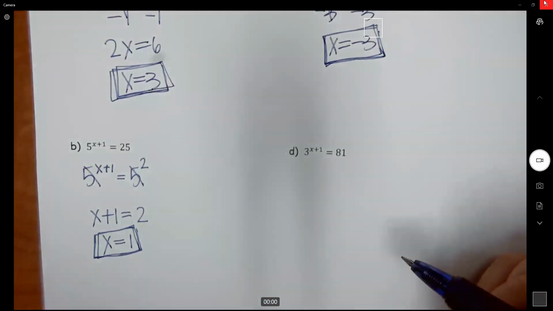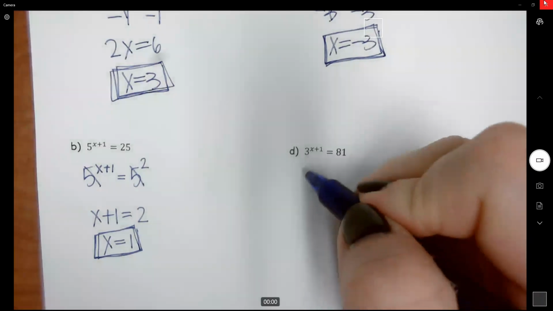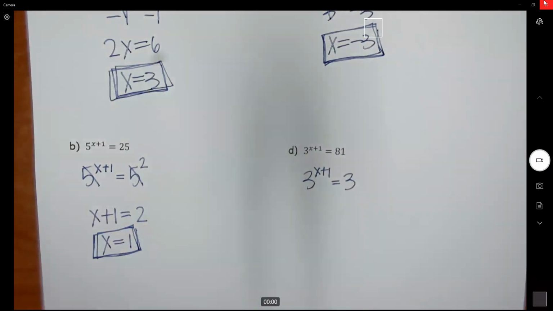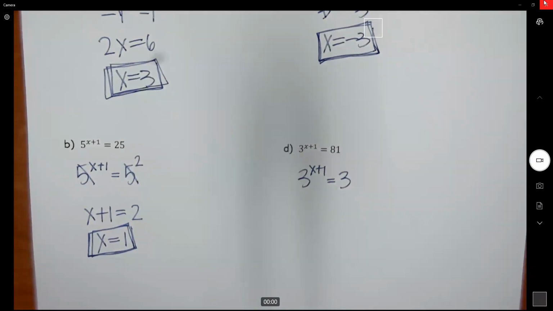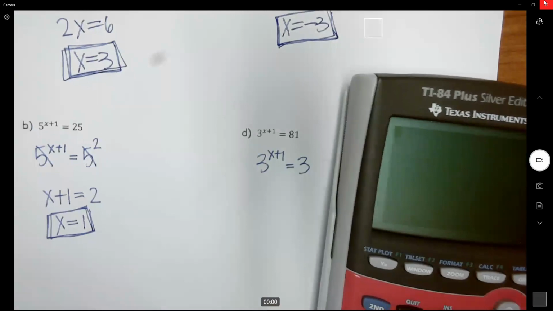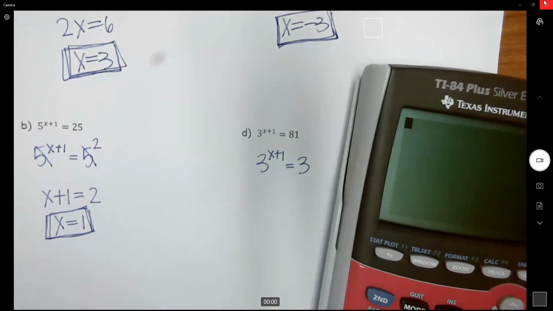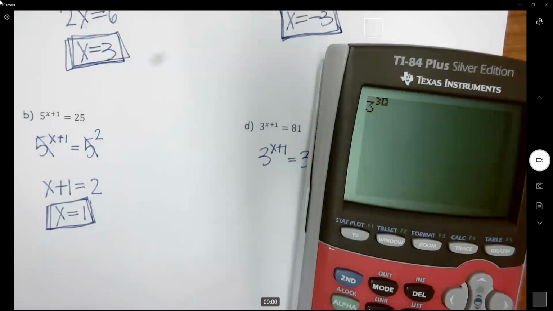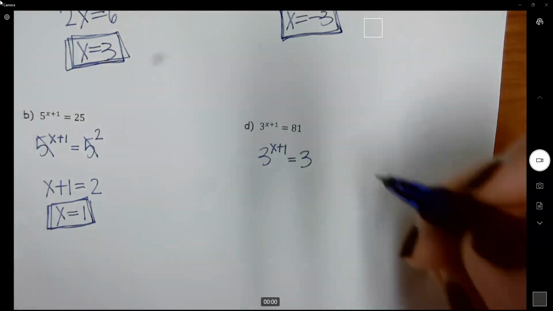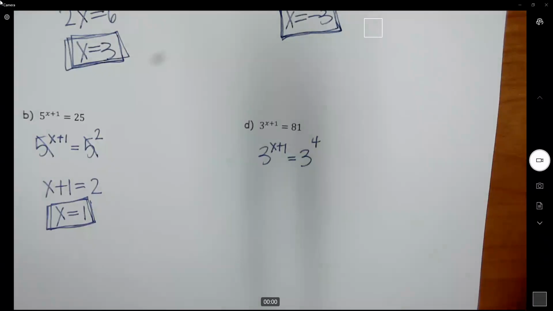So same thing here. Let's figure out what base. So I have a 3 here, right? So I want to know, how can I write 81 with a base of 3? If you're not familiar with your exponents here, just kind of start guessing. Okay, I know it's not squared, right? Because 3 squared is 9. So let's try to the third. 3 cubed, that's 27. That's not big enough. How about 3 to the fourth? And that does give me 81. So I can write this as 3 to the 4th power.